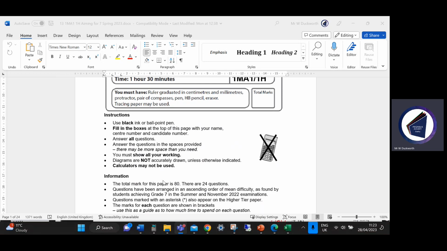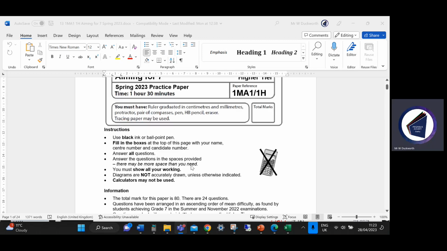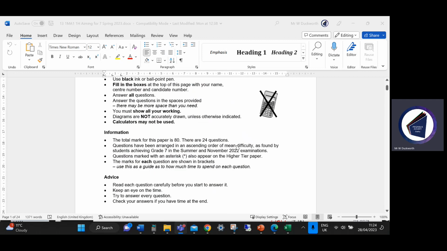It's told the paper has been arranged in ascending order of mean difficulty as found by students achieving a grade 7 in the summer and November 2022 exams. Questions marked with an asterisk also appear in the higher paper. I think that's not a misprint, that's not been edited from the grade 5 paper. Marks for each question are shown in brackets. Use this as a guide to how much time to spend on each question. So I'll kick it off then.